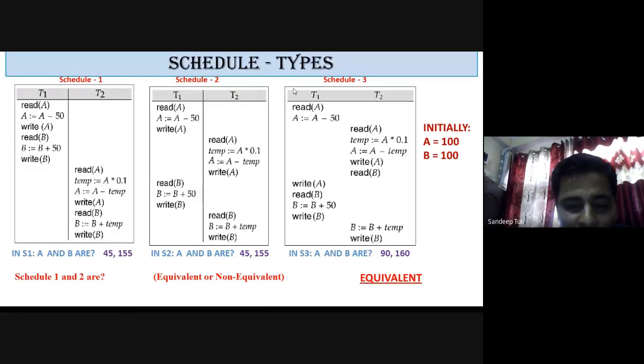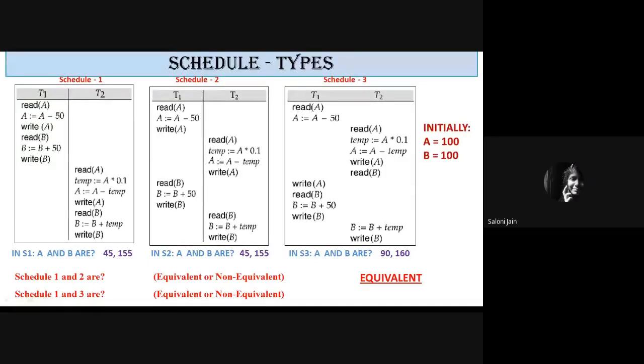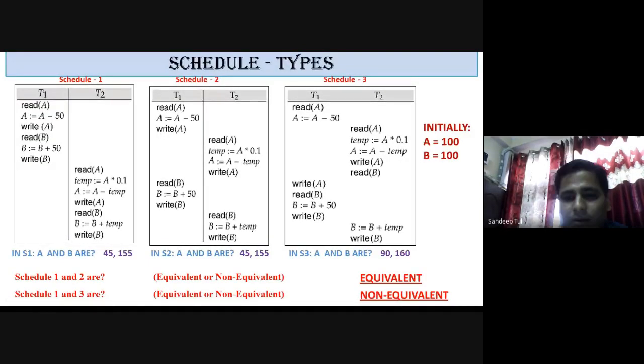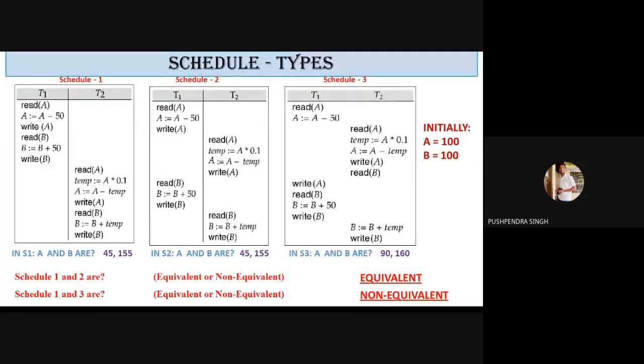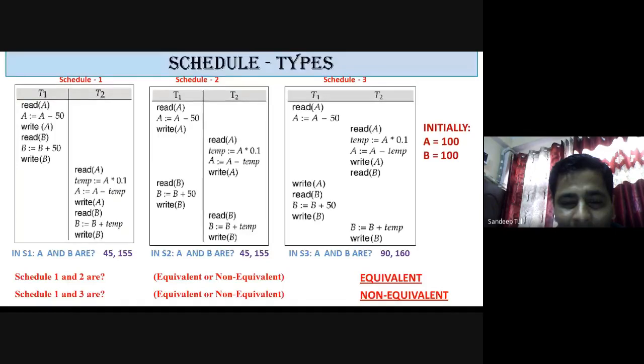Yes, sir. They are equivalent. So S1 and S2 are equivalent schedules, because they are producing the same result. Now, are schedule 1 and 3 equivalent or non-equivalent? Non-equivalent. Now, Pushpinder, have you got the answer to your question?